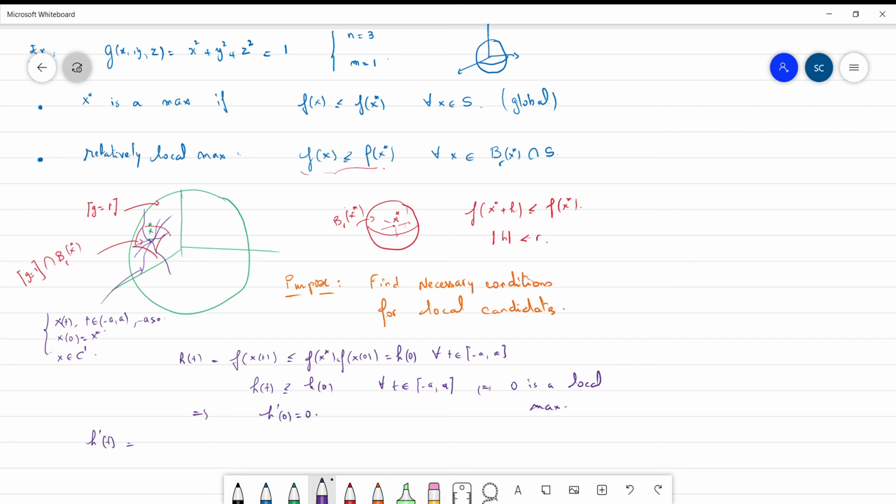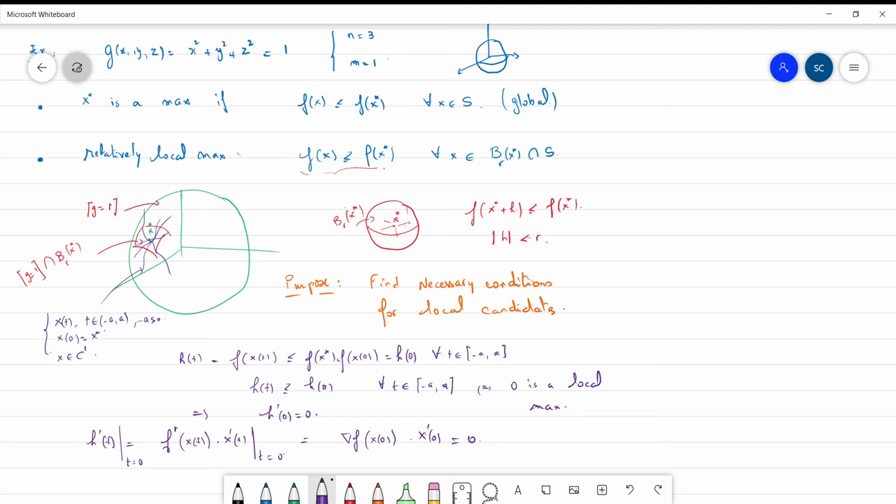But what is h prime of t at t equals 0? We use the chain rule. Here we have the chain rule for a function of several variables, so it's the gradient of f times x prime of t, taken at t equals 0. So the derivative is the gradient of function f at x0 times x prime at 0, and this is equal to 0.